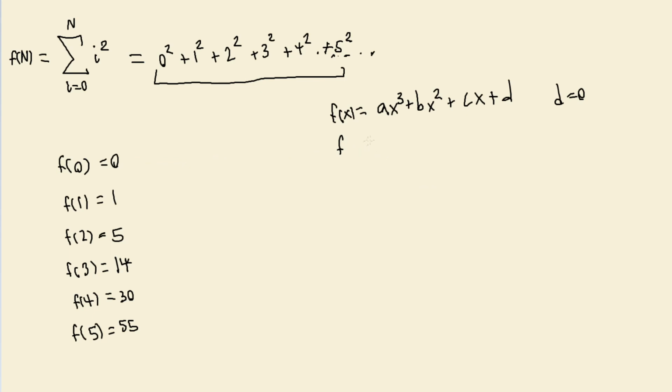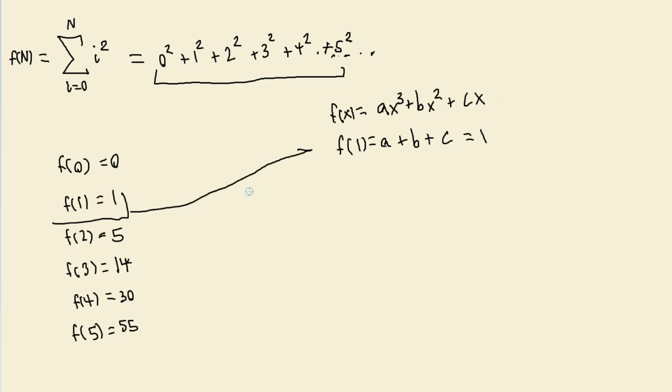If we repeated this process and we took f of 1 here, that would be a plus b plus c, and we know that d is 0, so we can actually just drop that now. And so if we repeated this process for f of 1, we would see that this is going to be equal to 1. That's just this coming over here. If we repeated this process once again, we would get that 5 is equal to, and we would have to plug in 2 everywhere for an x here, so we get 8a plus 4b plus 2c. That's going to be equal to 5.